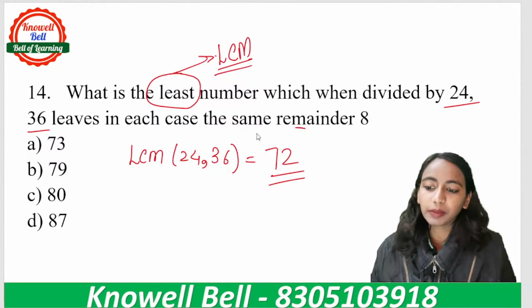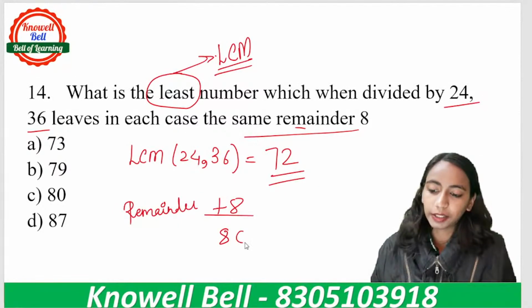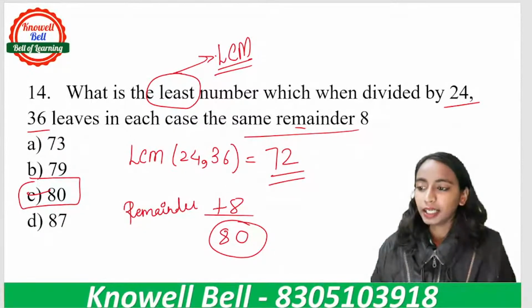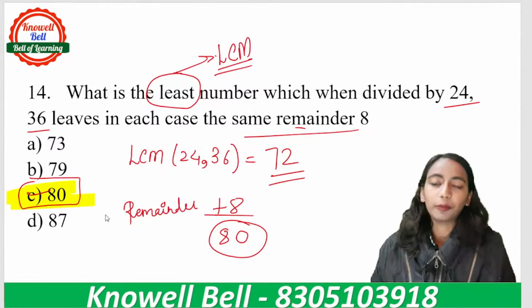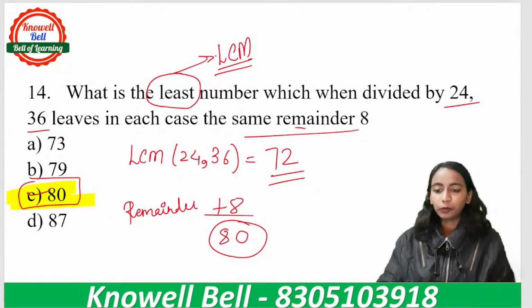What do we need? We need such a number that will leave the remainder 8. So once again, we will add 8. 72 plus 8 would be 80. So the right answer for the question will be option C, 80. Everyone, this question is clear. If anyone has any doubt, please raise your hands.